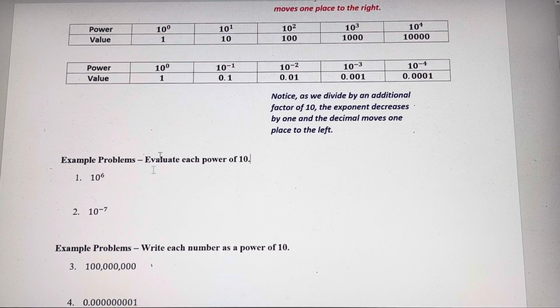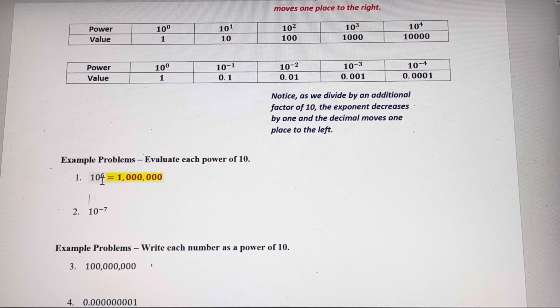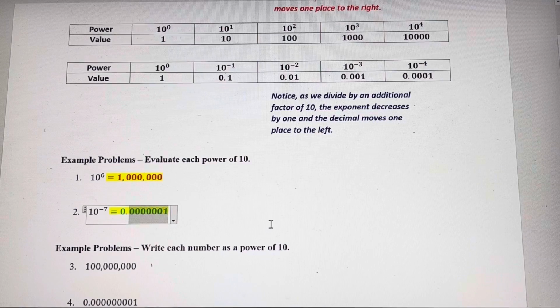So 10 to the 6th power, we're going to keep going with this first table here. We're going to have 6 zeros after the 1, so we should have 1 million there. Notice 6 zeros after the 1 matches the exponent. Next, the exponent is negative, so it's like I'm dividing that number of times. So I'm going to move my decimal 7 times to the left. So what was 1 becomes 0.000000001. Notice again, there are 7 places here after the decimal, which matches my negative exponent.